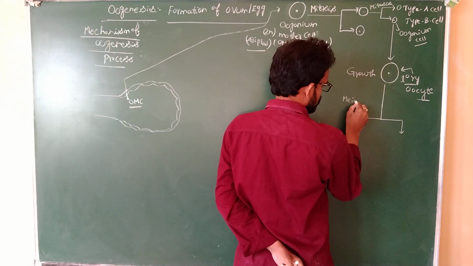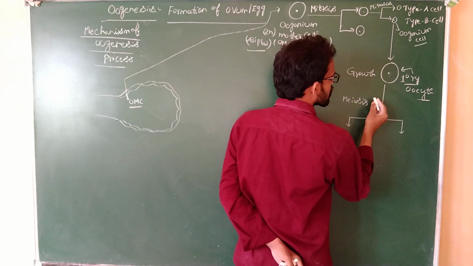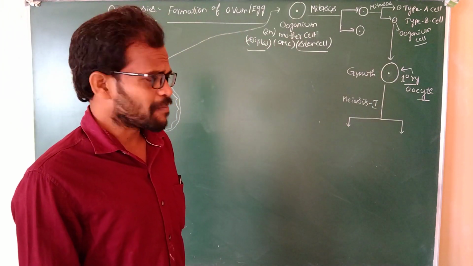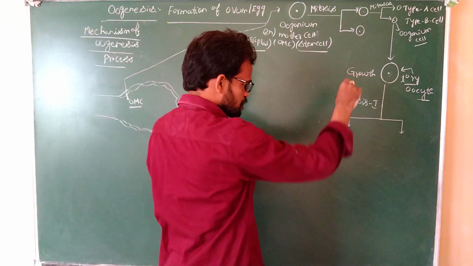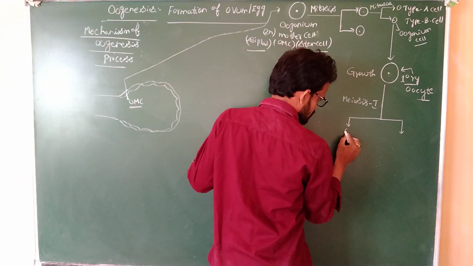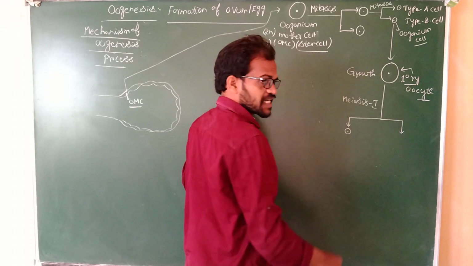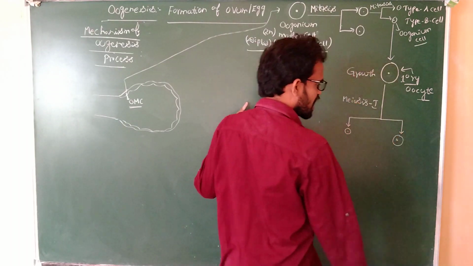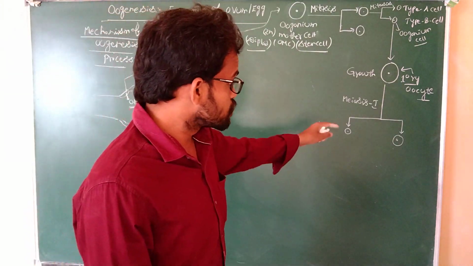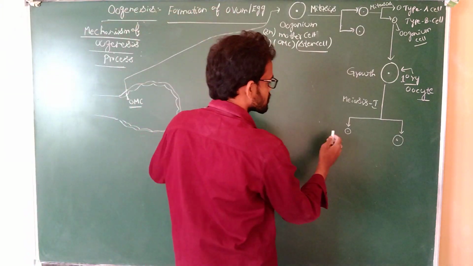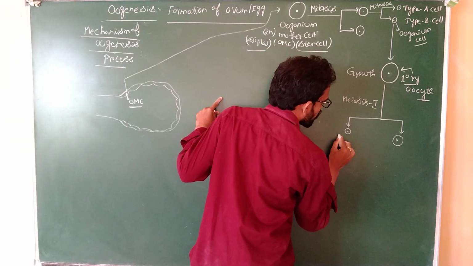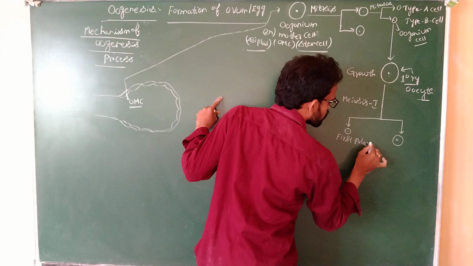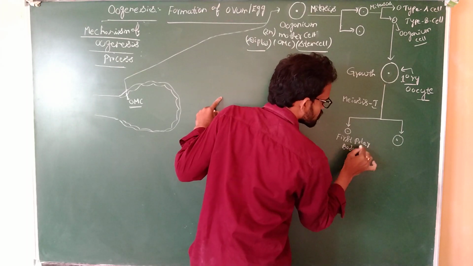What is the process? Meiosis 1 process. In this meiosis 1 process, the primary oocyte divides into one large cell and one small cell. This small cell indicates the first polar body.